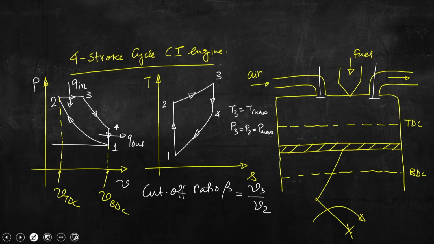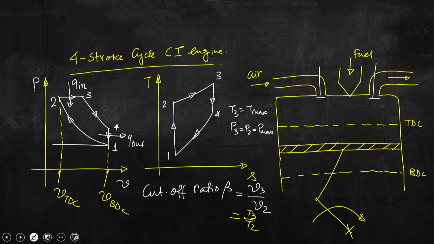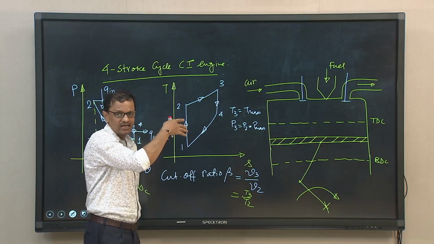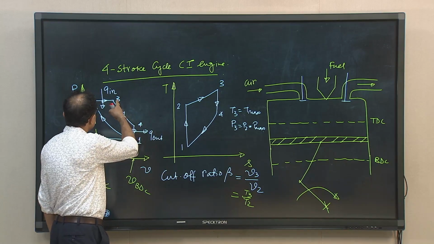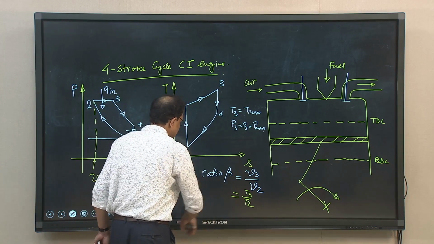So, V3 by V2, that is a constant pressure process. So, this is nothing but T3 by T2, right. So, we can write that V3 by V2 is equal to T3 by T2. So, this is beta minus 1, the cut-off ratio. So, this is a constant pressure process. If we apply the ideal gas relation, then beta equals V3 by V2 equals T3 by T2. So, that we have written.